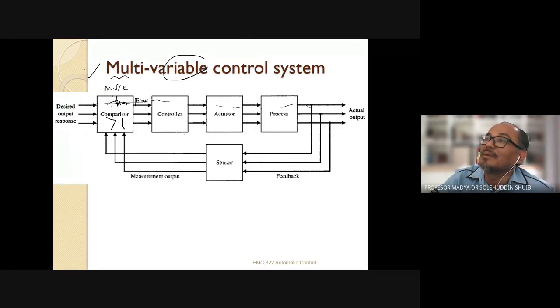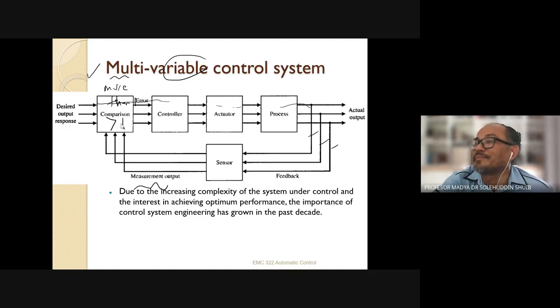Second arrow, third arrow, and then we can also have several feedback systems. One here, two, three, and then we give the feedback, the measurement output, so that you can do the comparison. This is the diagram for a multi-variable control system.